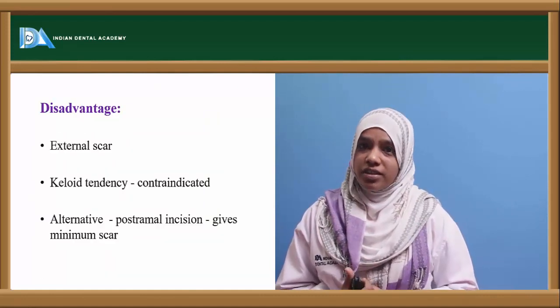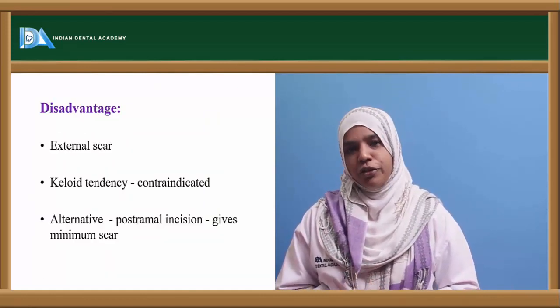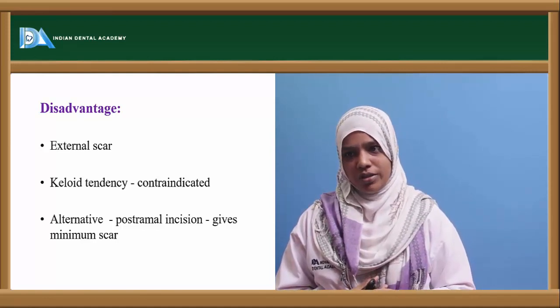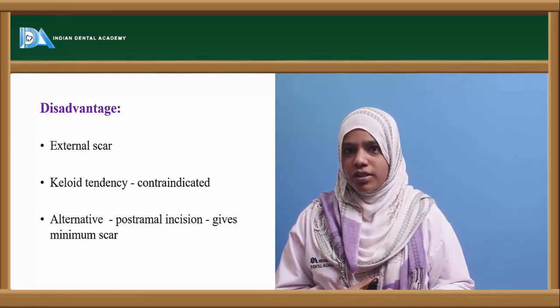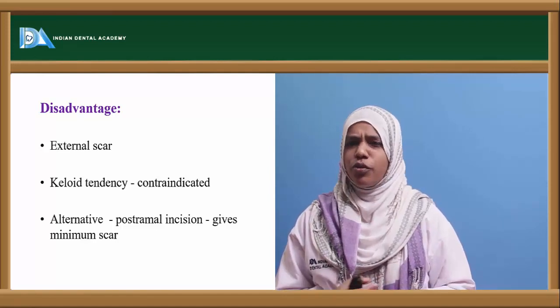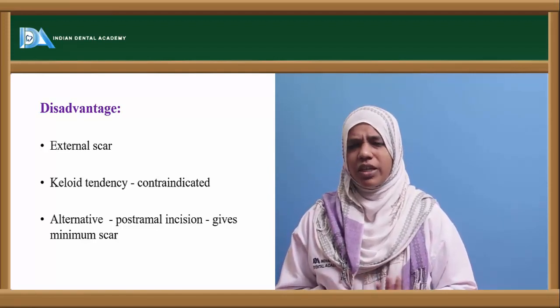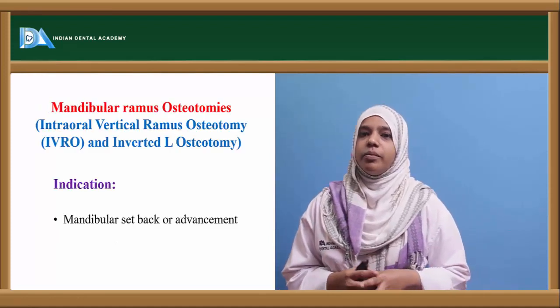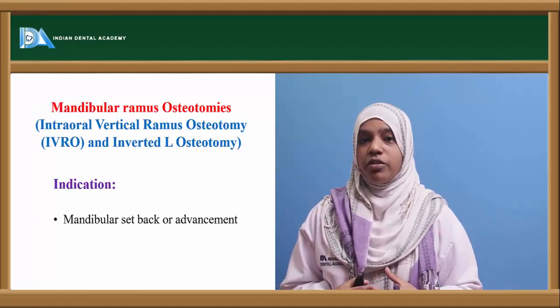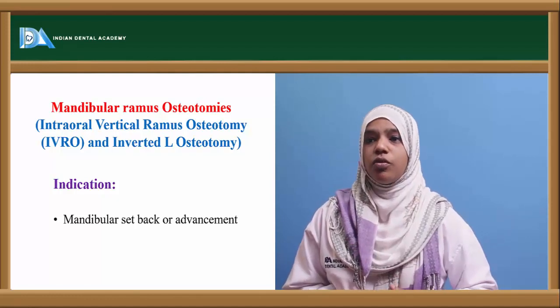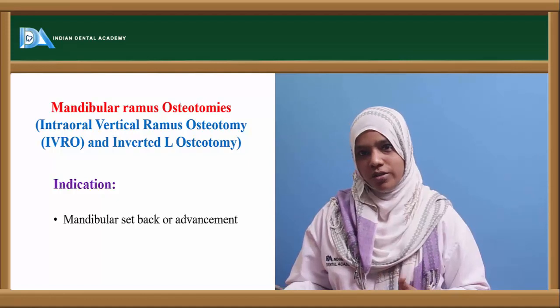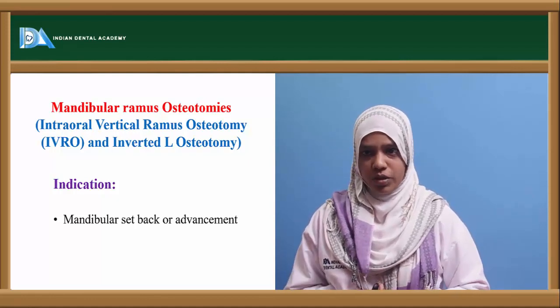Now the disadvantage is that there is an external scar. Those people who have a keloidal tendency are contraindicated for these procedures. An alternative to this is, rather than having a submandibular incision, you can offer a post-ramal incision, which will give a scar, but it will be minimal. Now a better version of that is the intraoral vertical ramus osteotomy. This will take care of the scar that can happen because of the previous procedure.